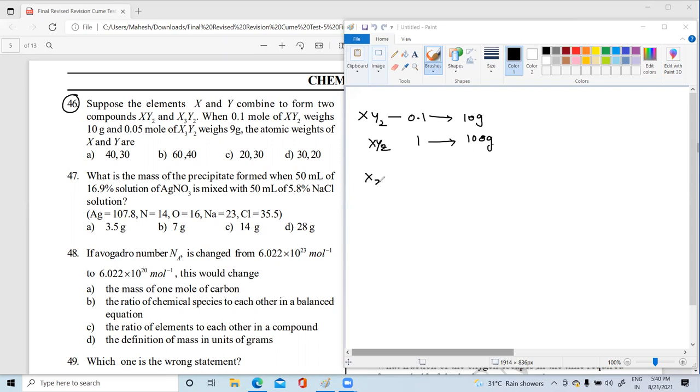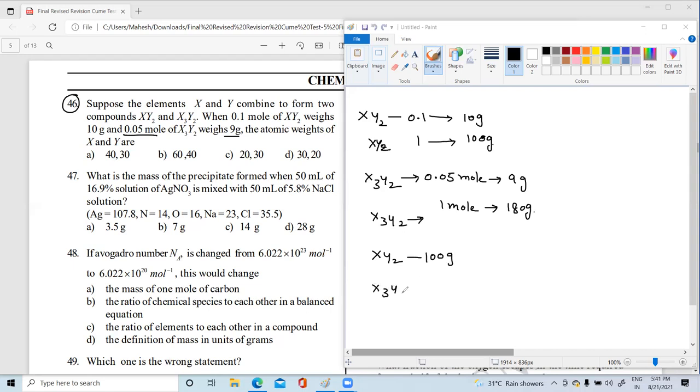Then x3y2 is 0.05 mole. It weighs 9 grams. Then 1 mole weighs how much? If you calculate, we'll get 180 grams. So the x3y2 molecular weight should also be 180 grams. Can you check here? xy2 molecular weight is 100 grams and x3y2 molecular weight is 180 grams.